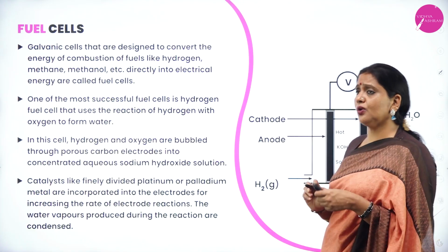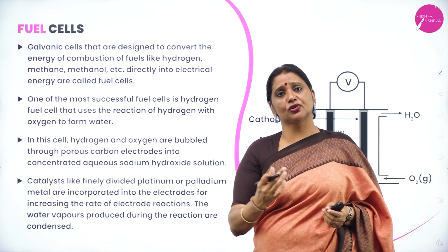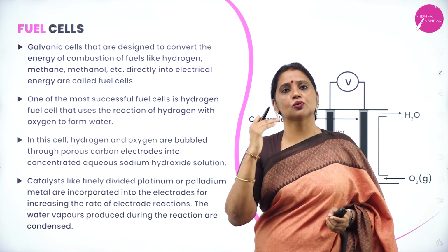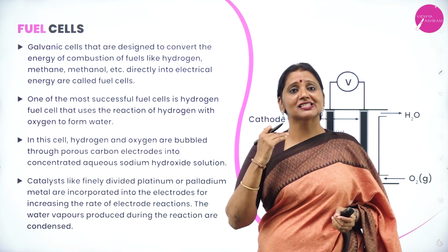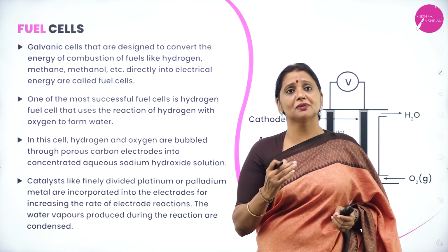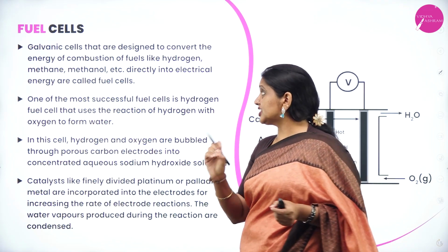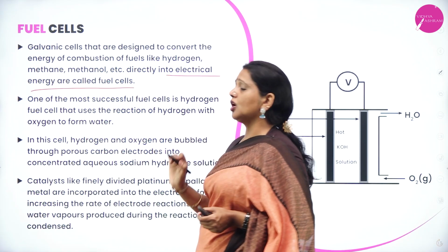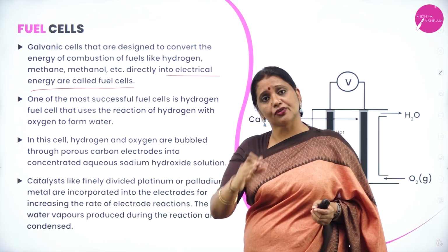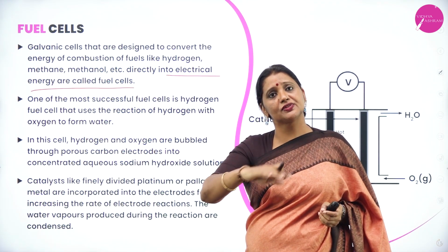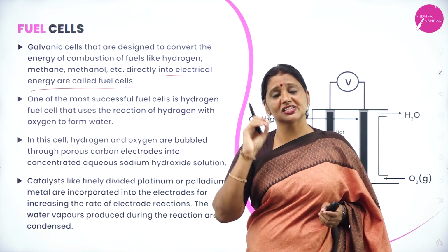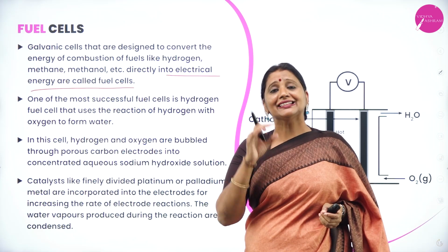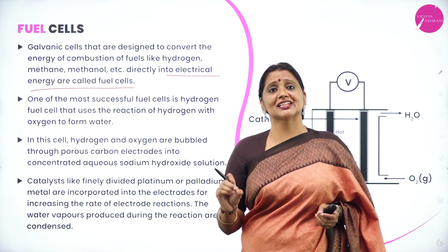Water. Now, fuel cells. What are fuel cells? As you know, hydrogen, methane, methanol on combustion. What is combustion? Burning with excess of air is called what? Combustion. During combustion, the energy which is liberated can be converted into electrical energy. This is called what? Fuel cell. Fuel cells are also galvanic cells which are used to convert the energy which is liberated during combustion of hydrogen, methane, methanol, and that energy is converted into electrical energy.